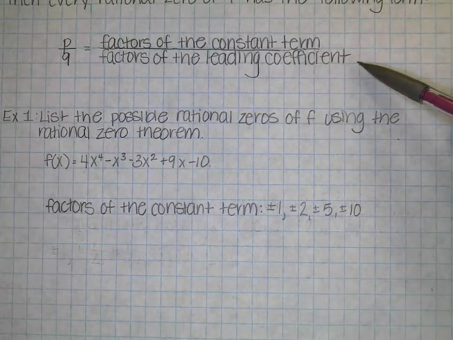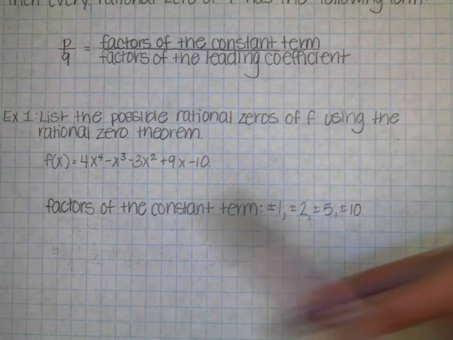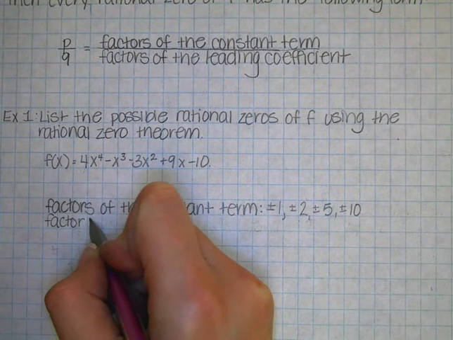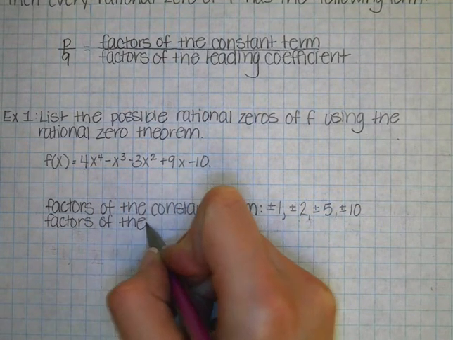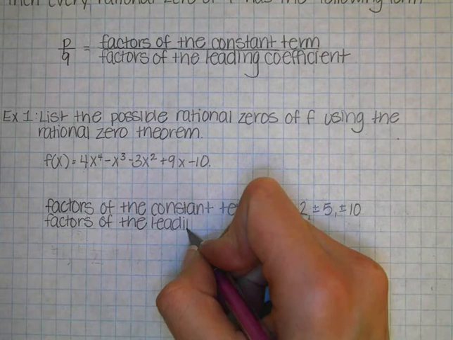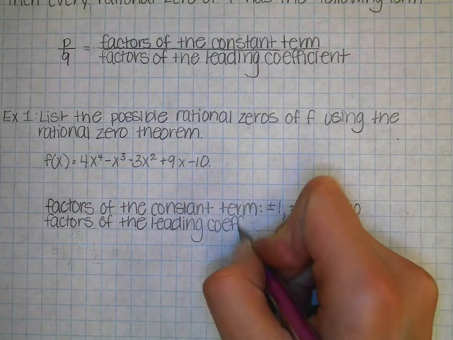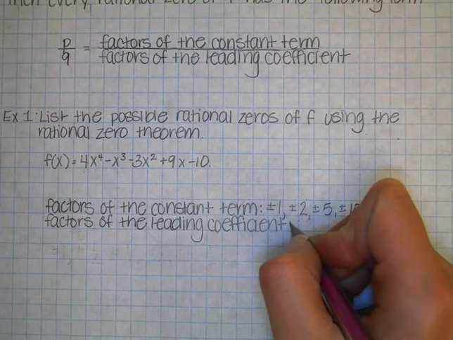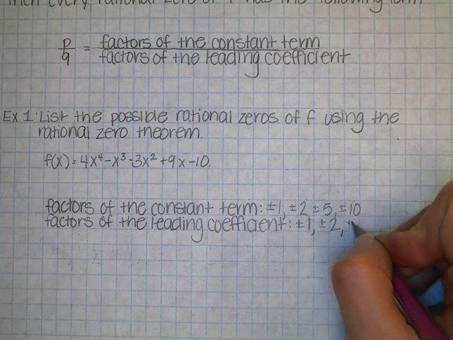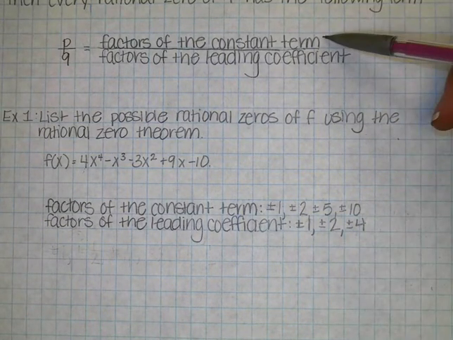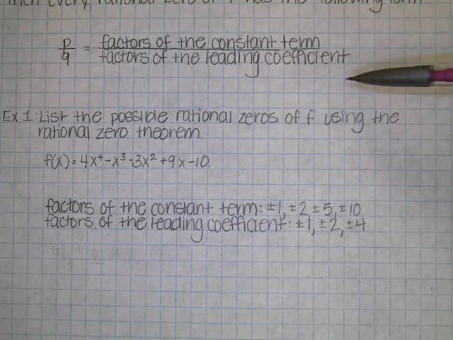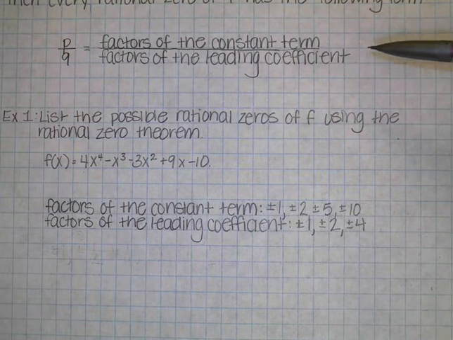Next, we're going to list out the factors of the leading coefficient. The leading coefficient in this problem is 4. So the factors of the leading coefficient are plus or minus 1, plus or minus 2, and plus or minus 4. We've listed both parts that we need separately, and in the next step we're going to put it together to see all the possible combinations of these factors, all the possible rational zeros.